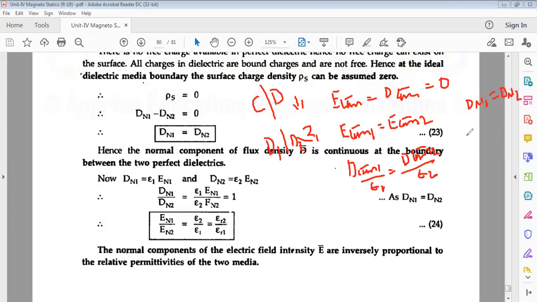As for the tangential components, E tan1 and E tan2 are equal. So En1 by En2 is equal to epsilon 2 by epsilon 1. This is for a dielectric. Both boundary conditions are for dielectric and dielectric. Got it, my dear students? So these are very, very important: the boundary conditions between the conductor and the dielectric, and between the dielectric and dielectric. Okay, my dear students.